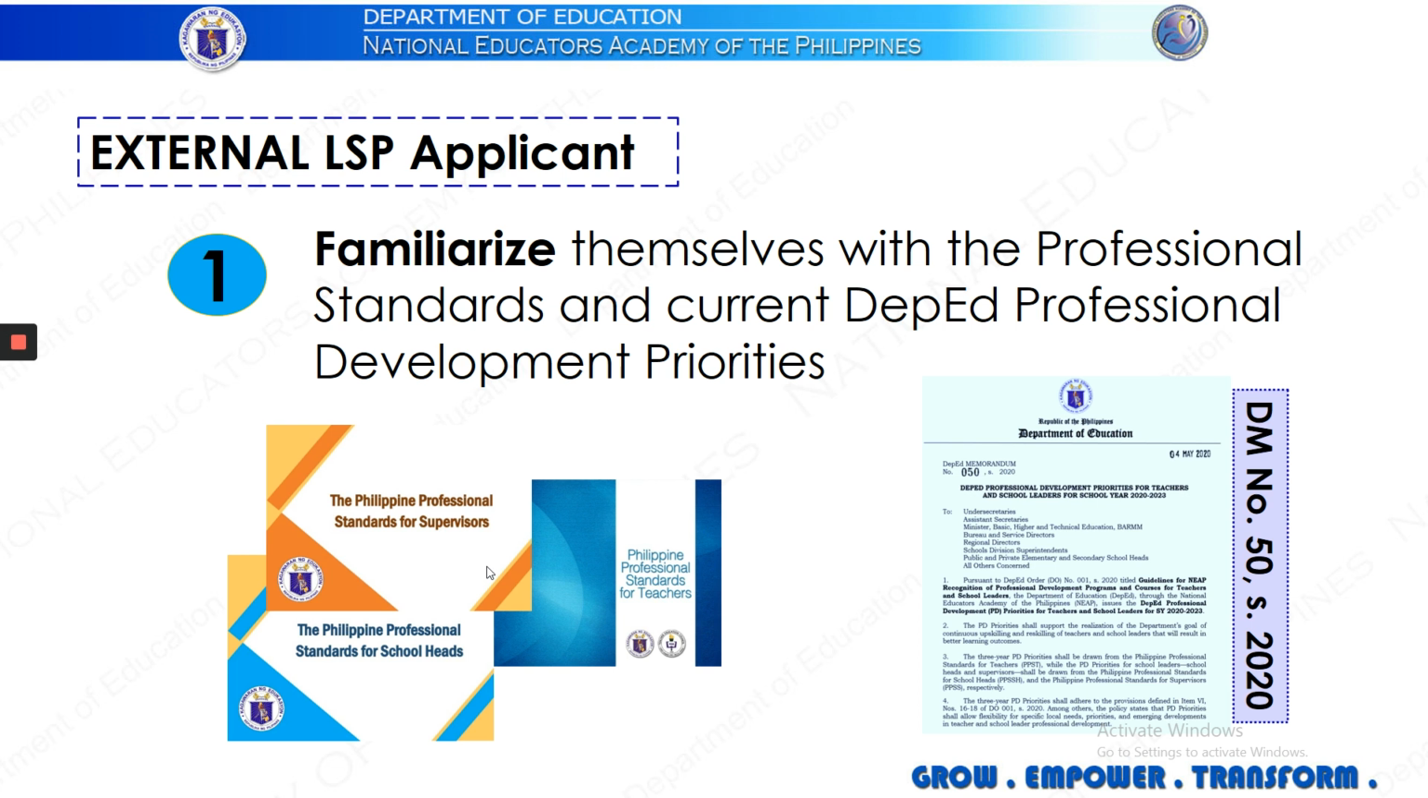So it was issued last May 4th, 2020, DepEd Order number 50, series of 2020. So the current professional development priorities is for 2020 to 2023. So they need to familiarize themselves with these two important things.